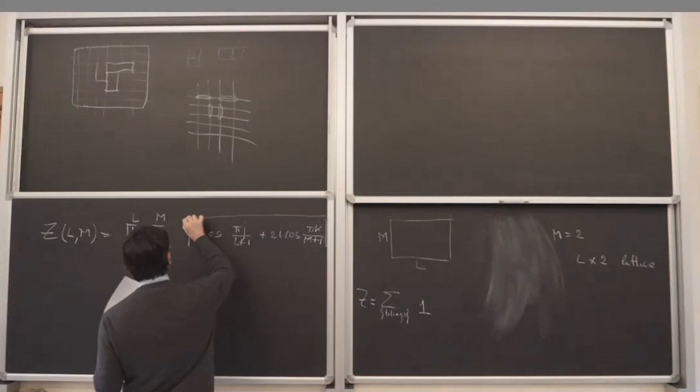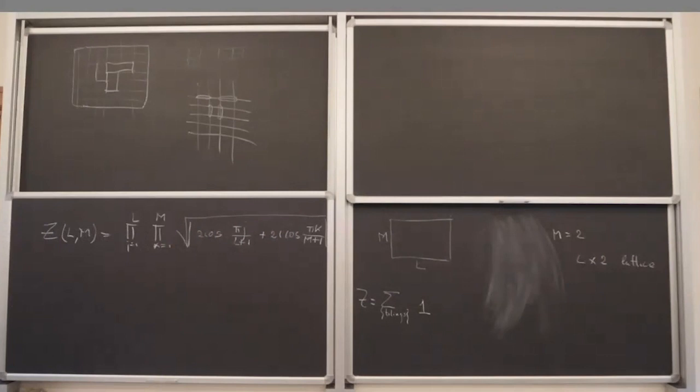So this formula is quite peculiar. For instance, it's not at all obvious that this will give you an integer number, as it should.